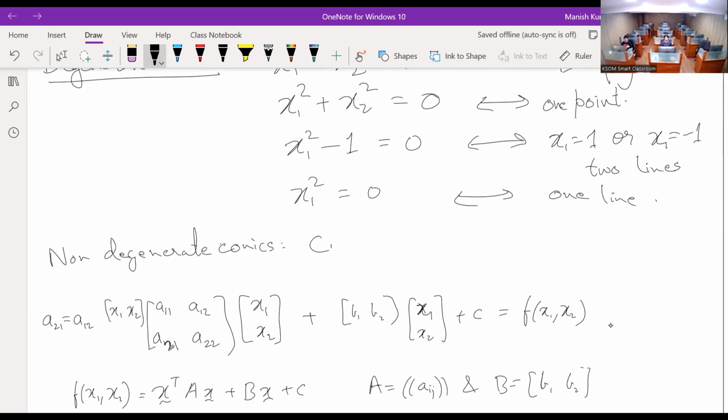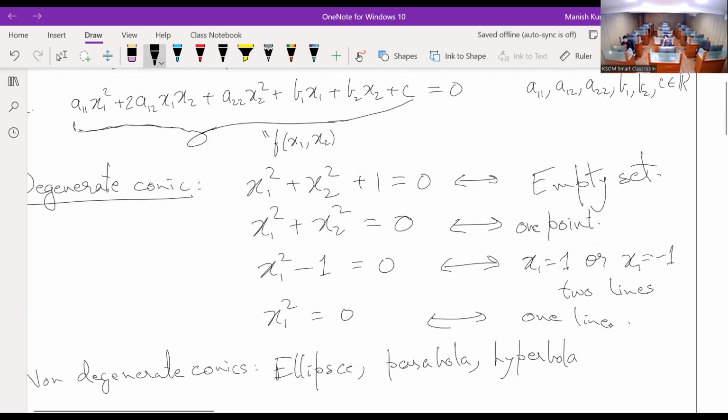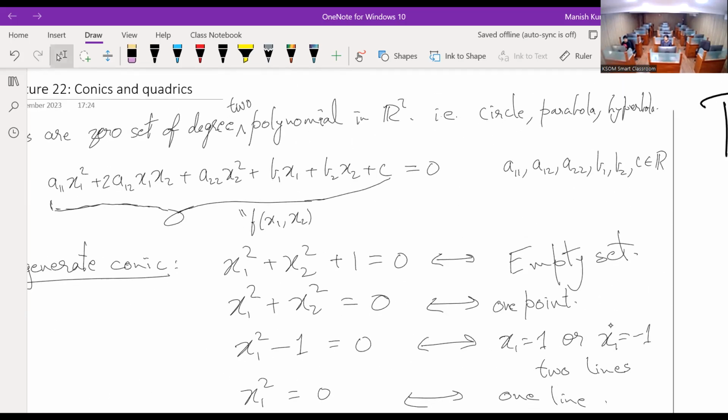And the non-degenerate conics are circle, parabola, hyperbola. The circle would also include the ellipse. So: ellipse, parabola and hyperbola. Circle is a particular kind of ellipse, so maybe I should just write ellipse.